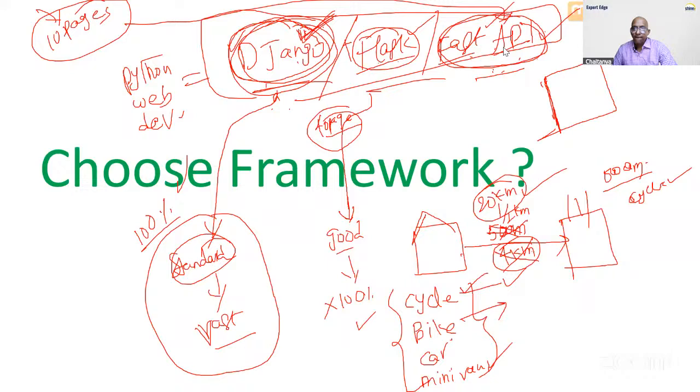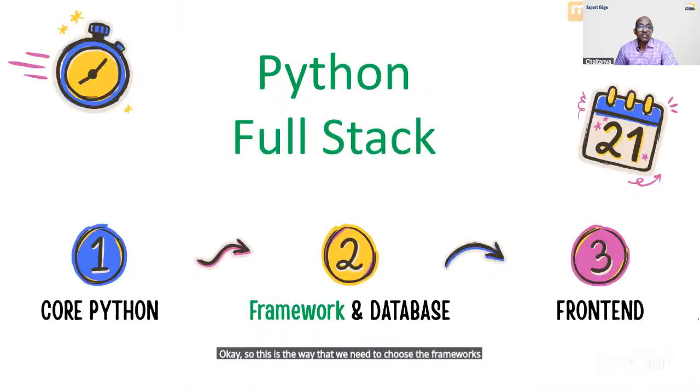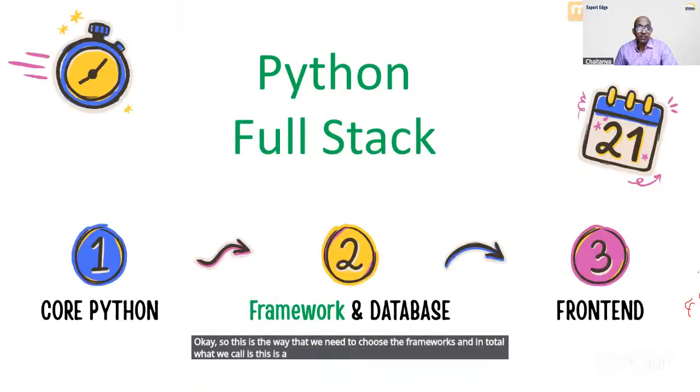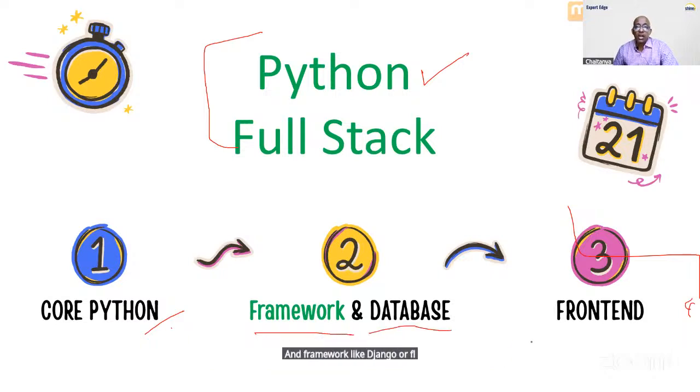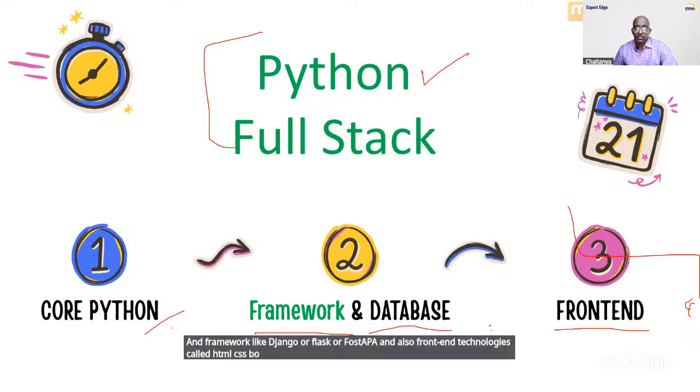Clear? Okay, so this is the way we need to choose the frameworks. In total, this is called a Python full stack course, because we are choosing the Python programming language for backend coding. So what do we say Python full stack? Python full stack usually contains the following modules: core Python or complete Python, database concepts, a framework like Django or Flask or FastAPI, and also front-end technologies: HTML, CSS, Bootstrap, JavaScript, React.js. So this entire course is what we call Python full stack.